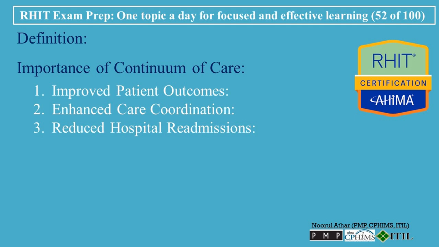3. Reduced hospital readmissions. By ensuring patients receive appropriate follow-up care after discharge from a hospital, the continuum of care helps prevent complications and reduces the likelihood of hospital readmissions. Post-acute care, rehabilitation, and home healthcare services are essential in preventing costly and preventable readmissions.